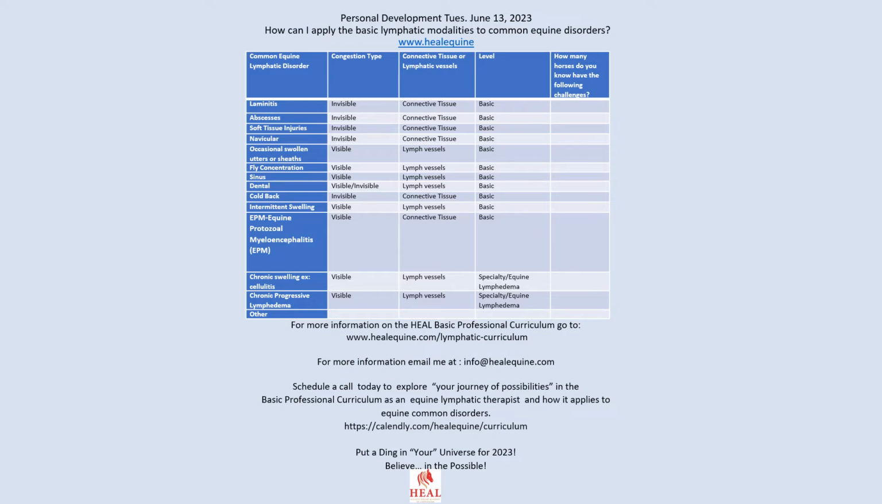activities. But the column to the right is one of the most important ones. That column there is for you to put down the number of horses on a weekly basis that you see that has laminitis, abscesses, soft tissue injuries, navicular, whatever. And when you look at that, now you can have a picture of what your journey of possibilities are. And then you can apply your numbers to it to see your potential income.